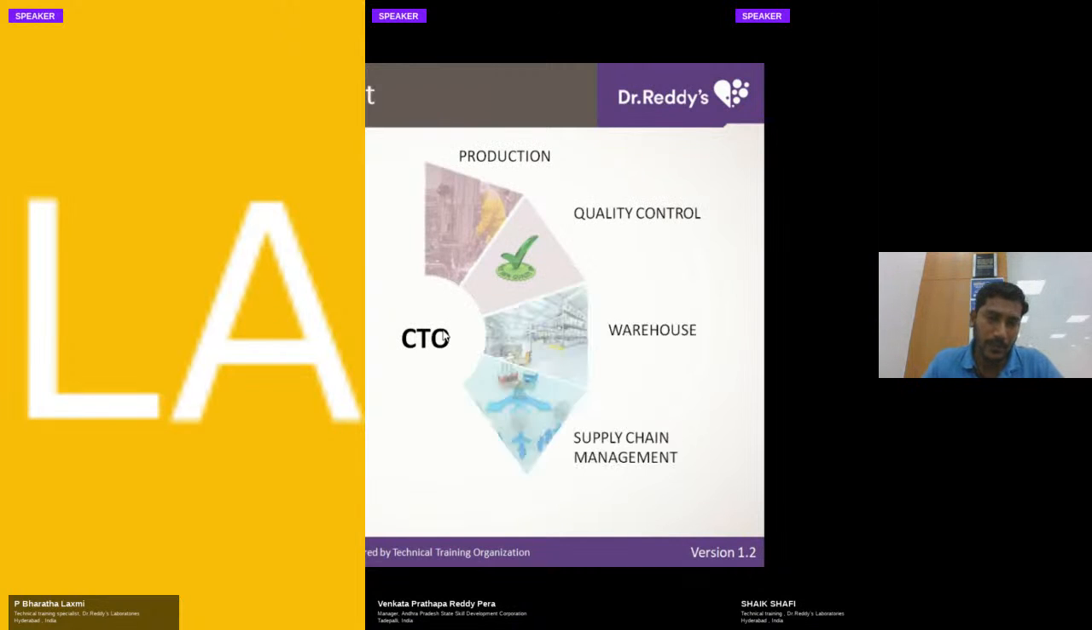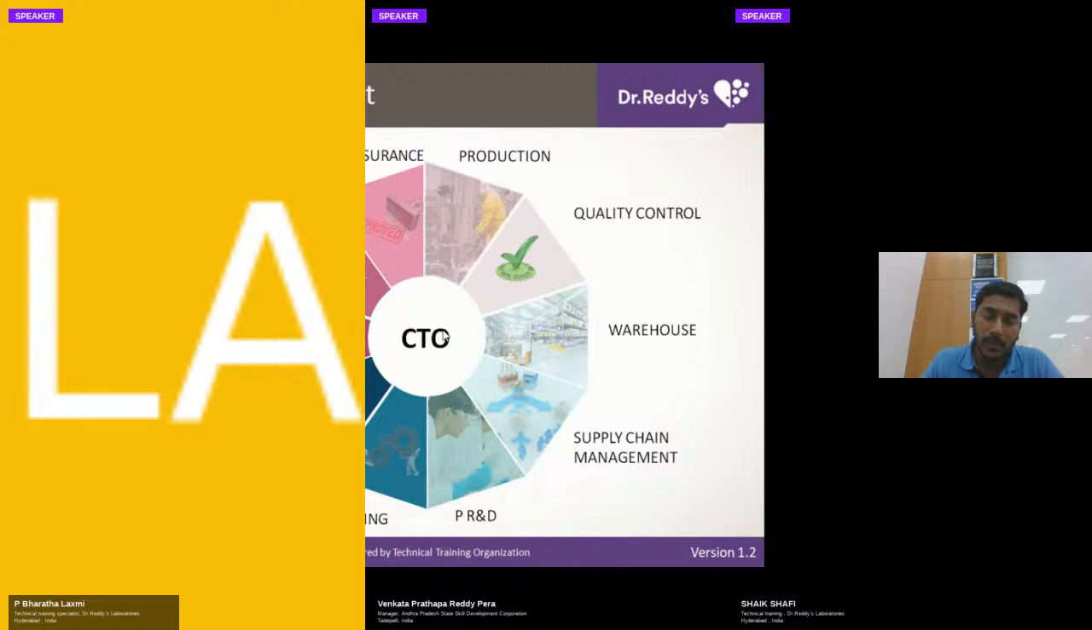Here I would like to explain the different departments involved in API manufacturing, starting from production. It's a core department. The people in this department are responsible for manufacturing the process as per the specified batch production records. Then we will briefly explain in the next slide. Then the quality control department is responsible for quality checks. Then the warehouse is responsible for procuring raw materials, reagents, solvents, and catalysts, whatever is required for the process. Supply chain management is responsible for identifying vendors.